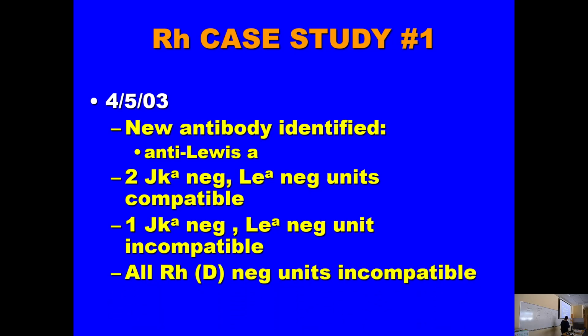All the Rh negative units were incompatible. So an Rh negative unit is most often little d, little c, little e. But if you remember back to their phenotyping, they have little c and little e. So it doesn't make sense.